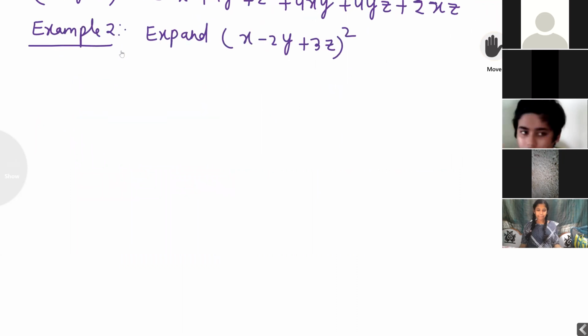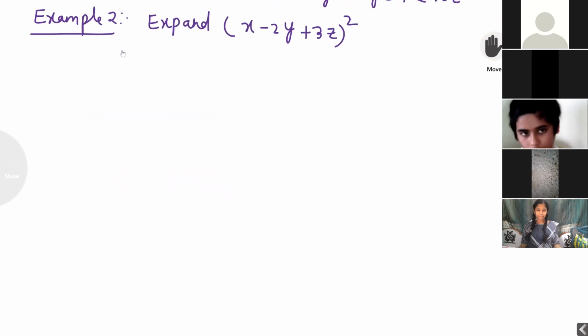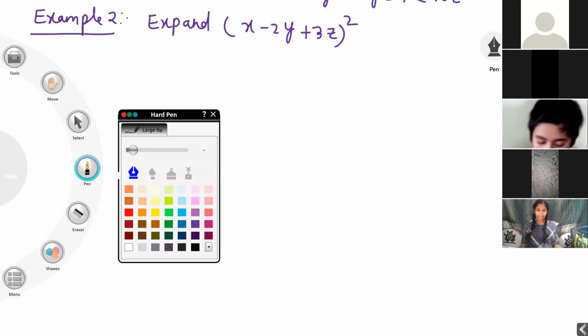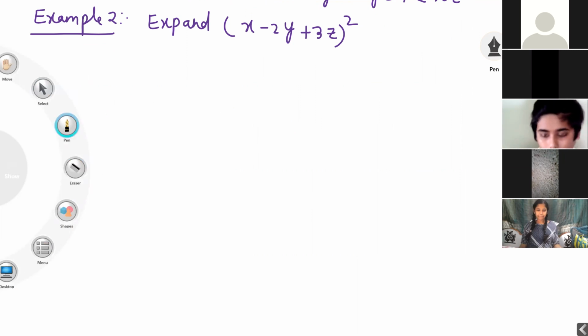Now students, you are observing in this question, the value of a is x, the value of b is minus 2y, not plus 2y, minus 2y. The value of c is 3z. Start solving everyone along with me. Solution.